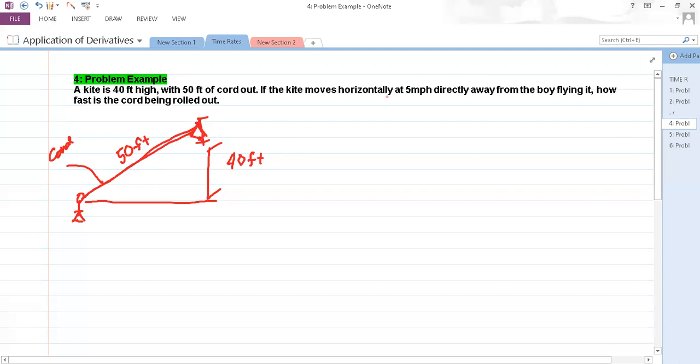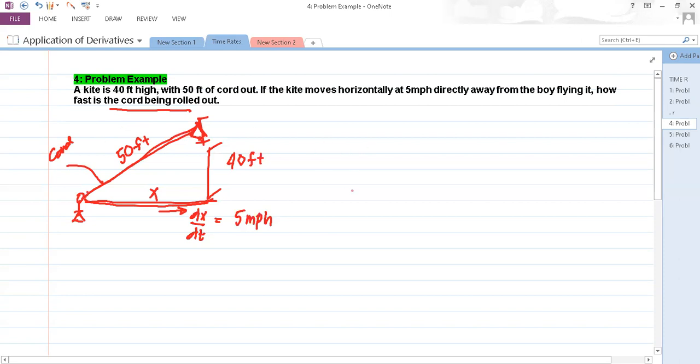If the kite moves horizontally at 5 miles per hour, so the rate of the horizontal movement of the kite is, say this horizontal, say we have x, so our variable here is x, so our rate is dx with respect to time is now equal to 5 miles per hour. So our required is how fast is the cord being rolled out. So if the wind blew, syempre, hahaba yung cord natin. Yun yung hahanapin natin. So how fast is the cord being rolled out?